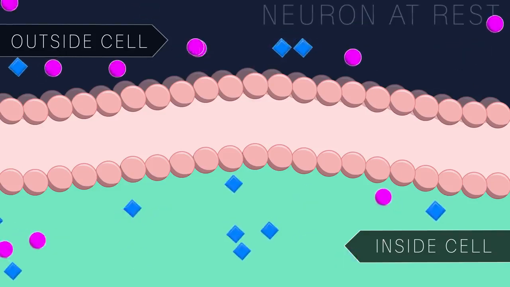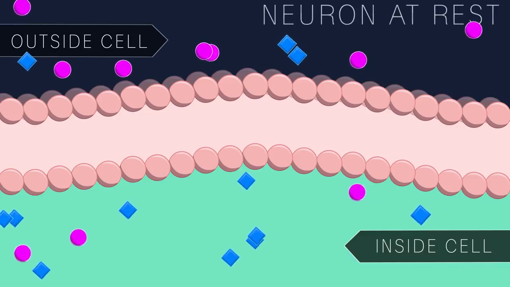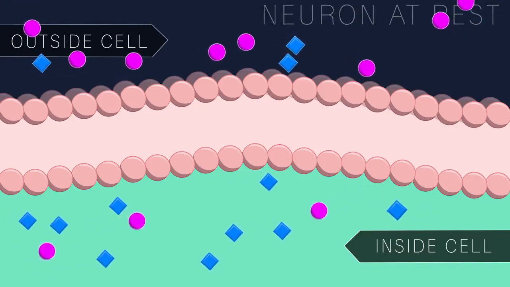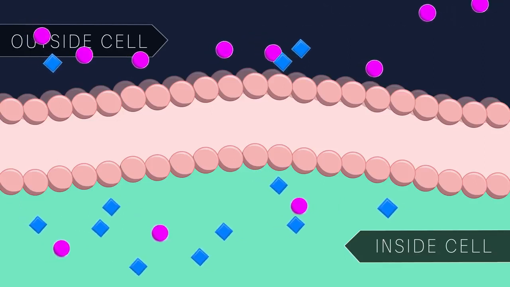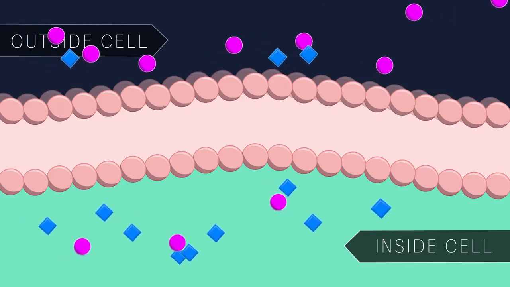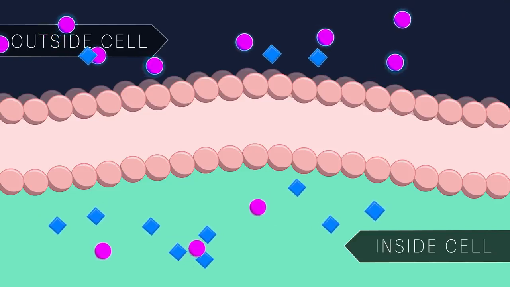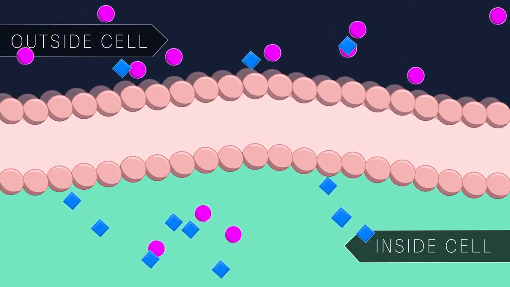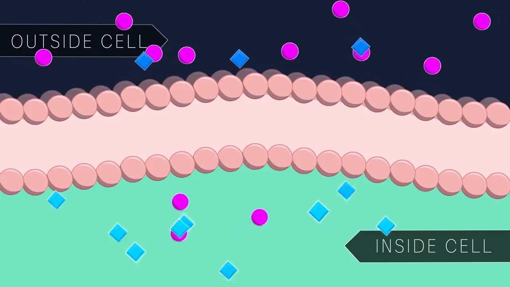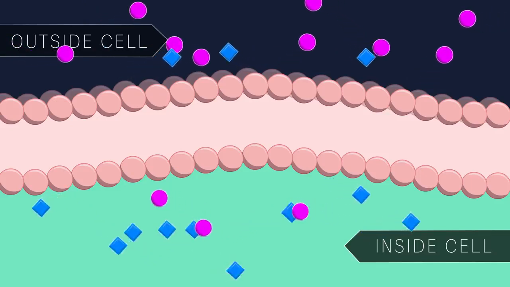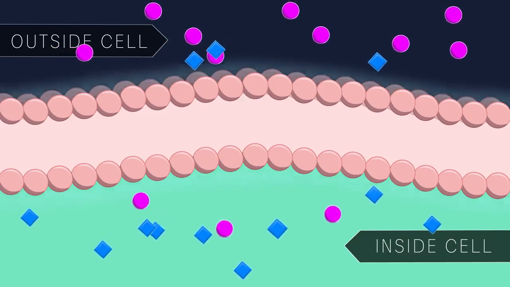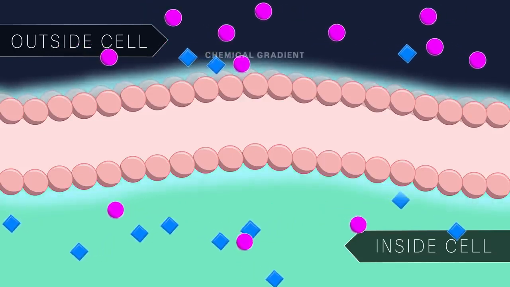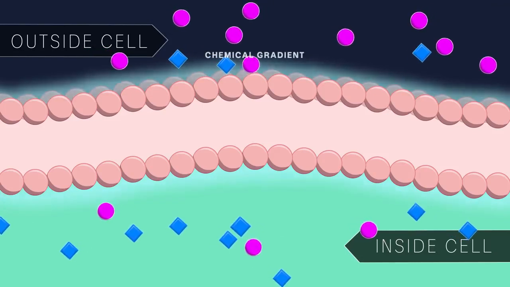When a neuron is not sending a signal, it is considered to be at rest. In a typical neuron, in its resting state, the concentration of sodium ions is higher outside the cell than inside. The relative concentration of potassium ions is the opposite, with more ions inside the cell than outside. This ionic separation occurs right at the cell membrane and creates a chemical gradient across the membrane.